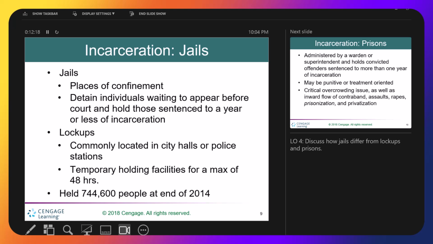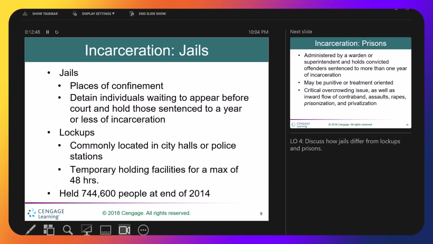So, incarceration. Jails are places of confinement for detained individuals waiting to appear before court, and they hold sentences of up to a year or less. A lot of times people say, well, he went to jail for 5 years. People don't go to jail for 5 years. These are short-term places, usually up to about a year, and they may stay there while going through legal proceedings with their case if they're going to trial.